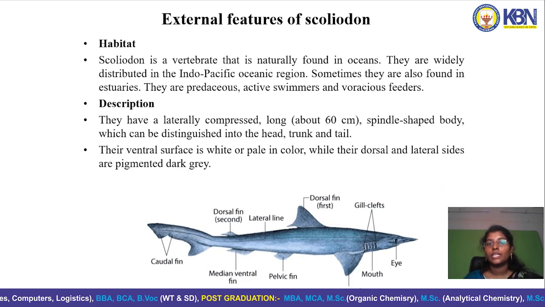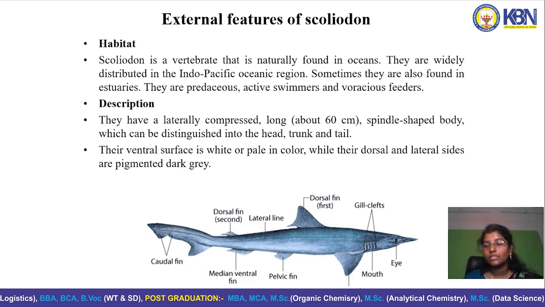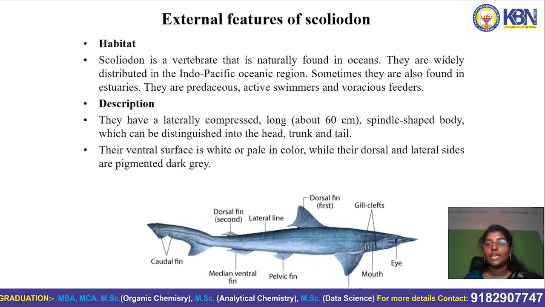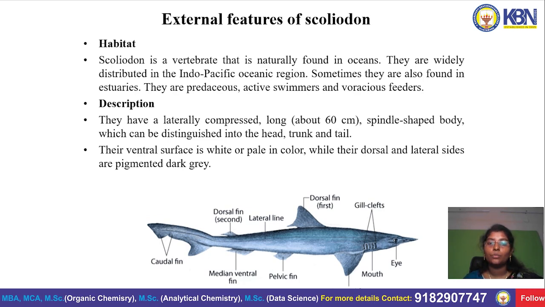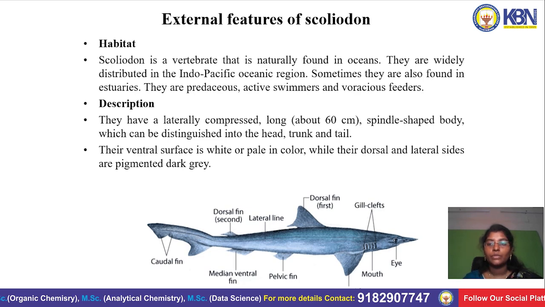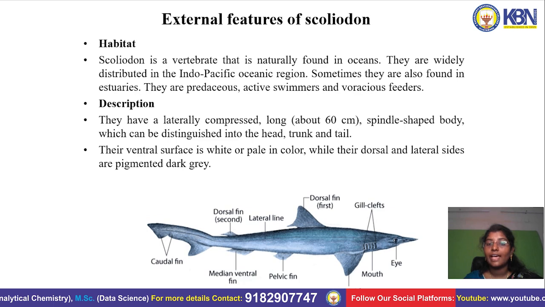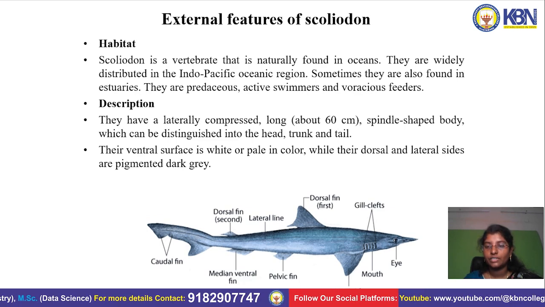Let us know about the next topic, external features of the scoliodon. The scoliodon is a vertebrate that is naturally found in oceans. They are widely distributed in the Indo-Pacific oceanic region. Sometimes they are also found in estuaries. They are predaceous, active swimmers and voracious feeders.